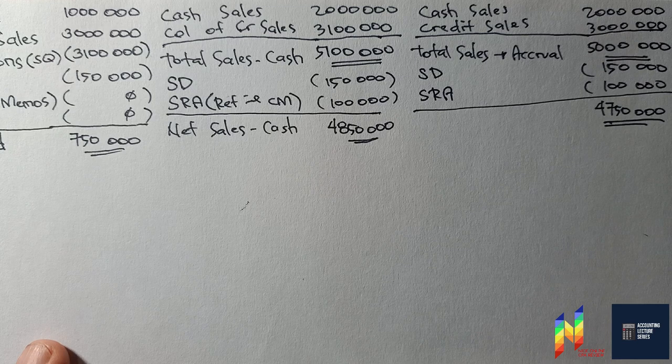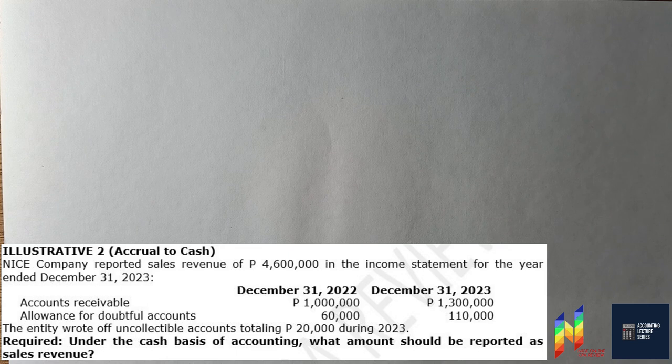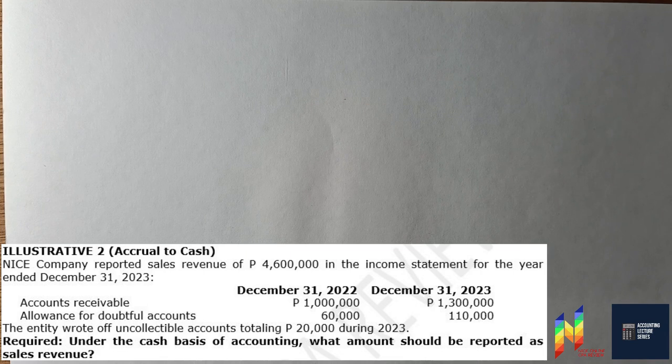Now, punta tayo sa illustrative problem number 2. So, here, in illustrative problem number 2, the requirement is under the cash basis of accounting, what amount should be reported as sales revenue? So, Nice Company reported sales revenue of 4.6 million in the income statement for the year ended December 31, 2023. Meaning, if nakikita siya sa income statement, that is the one that is generally accepted. Meaning, that is the sales revenue under the accrual basis of accounting.